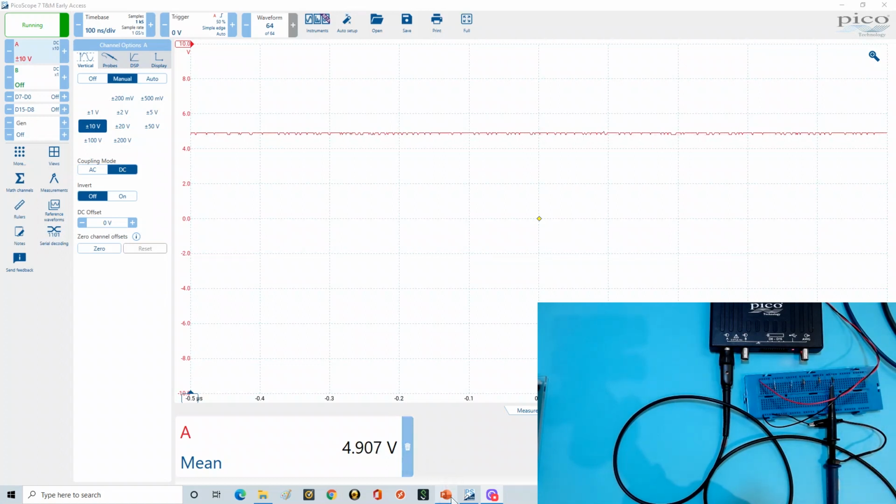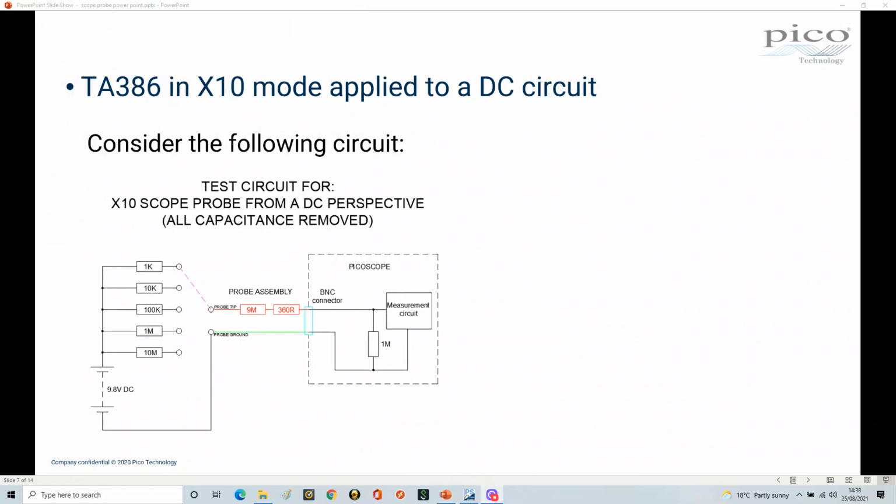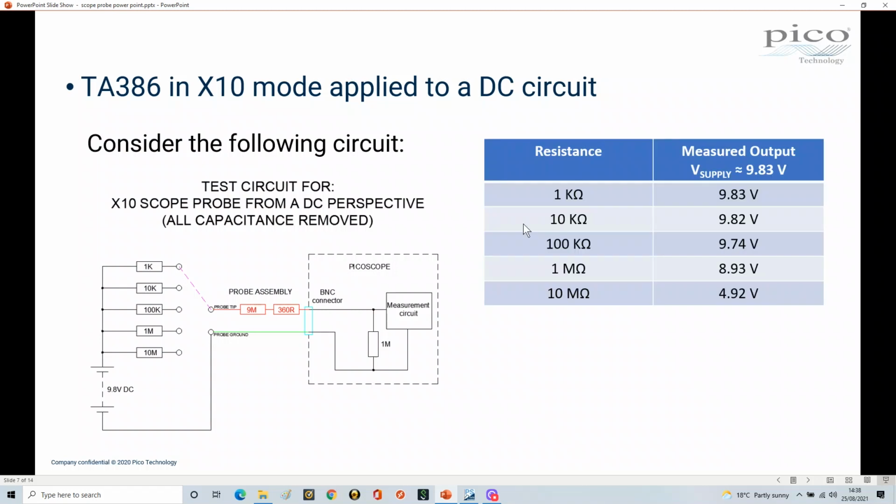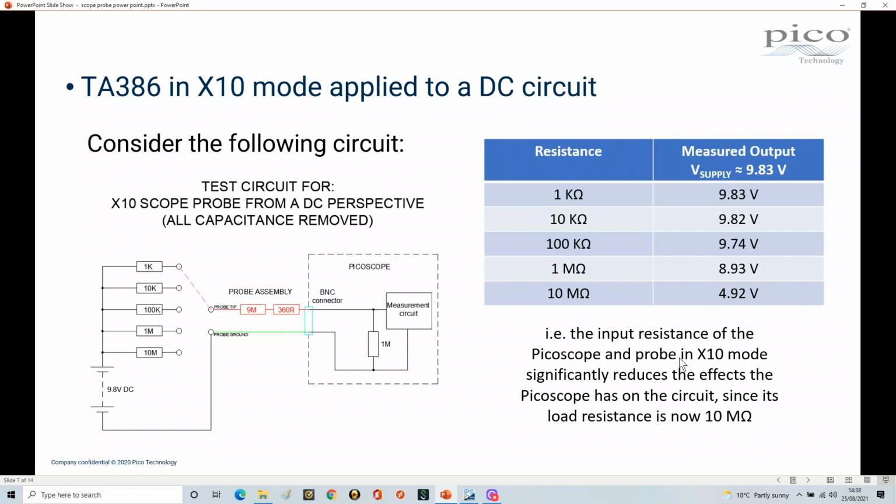So let's look at the tabulated results for this. Let me just go to this screen back here. So I've tabulated those results. And so at 1K we had 9.83, which is great, and all the way through down to 10 meg. So what we see here is by putting our probe on times 10, we've got a much larger impedance now, and therefore it doesn't load this circuit in quite the same way. So by putting our probe on times 10, we have less of an impact on our circuit from a DC perspective.